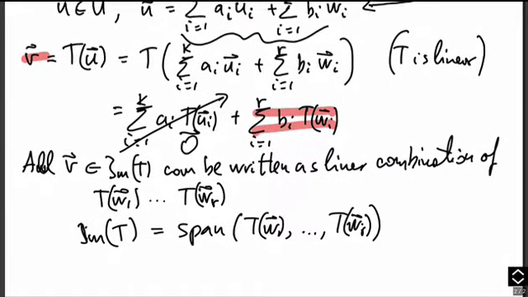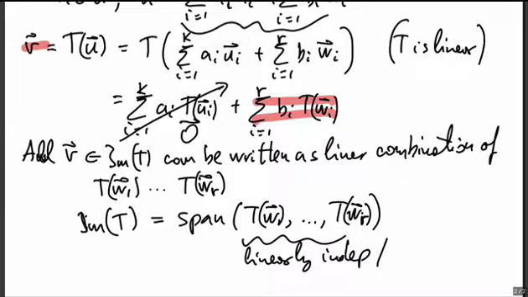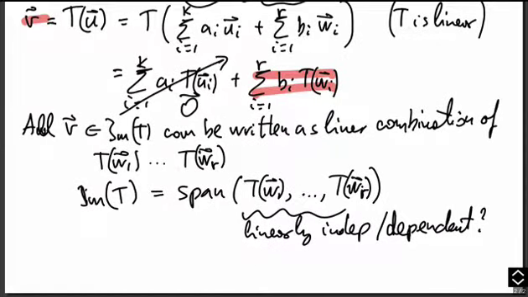We want to show the basis property, although this is already showing that the dimension of the image is less than or equal to R. So the question is, are they linearly independent or not? Independent or dependent, these vectors. If they are linearly independent and they span the image, then that means this list is a basis.